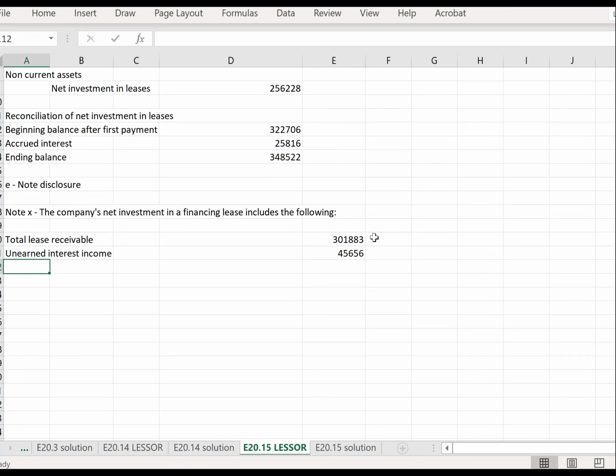So our total is going to be the sum of these two things, sorry, the net of these two things because we report it net. So it's going to be 256,227. And then we also have to disclose our future lease payments receivable under the financing lease.